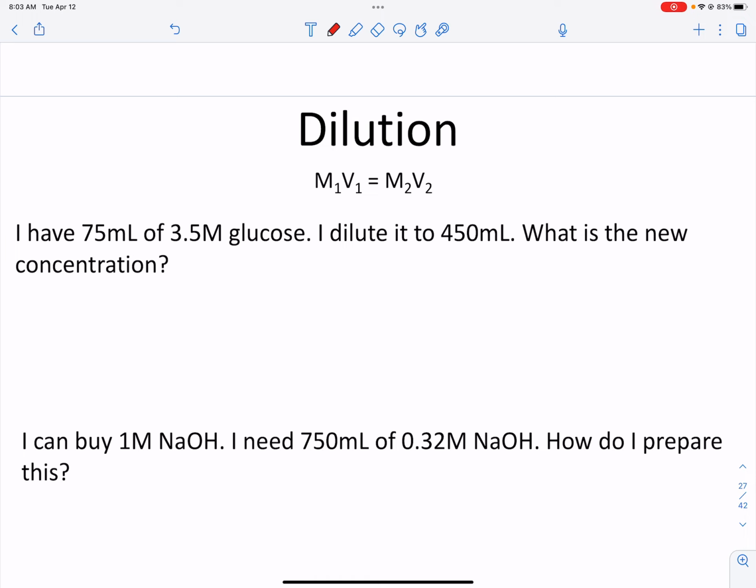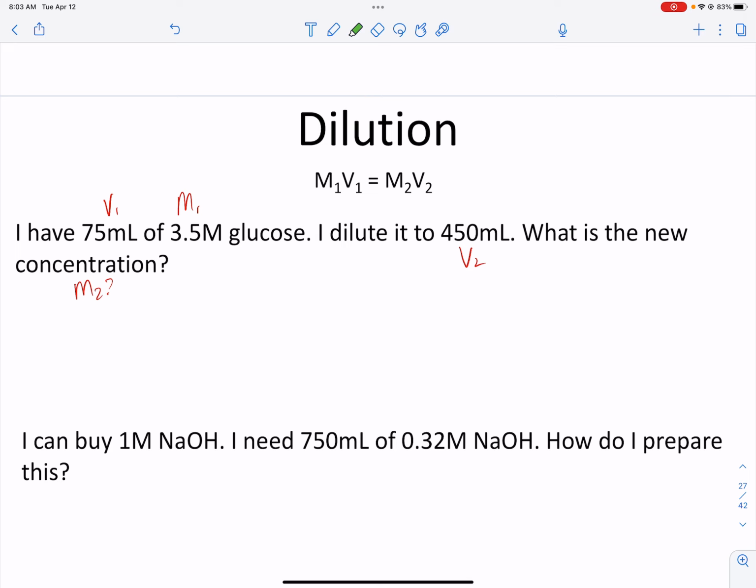So it says I have 75 milliliters of 3.5 molar glucose. I dilute it to 450 milliliters. What is the new concentration? So go through and label. This is the first volume given, so that's V1. This is the first concentration given, so this is M1. I'm going to dilute it to my new volume, which is V2. And so what is the new concentration? I'm looking for M2.